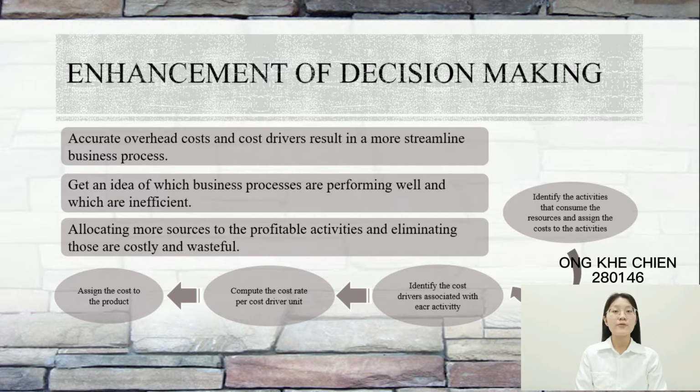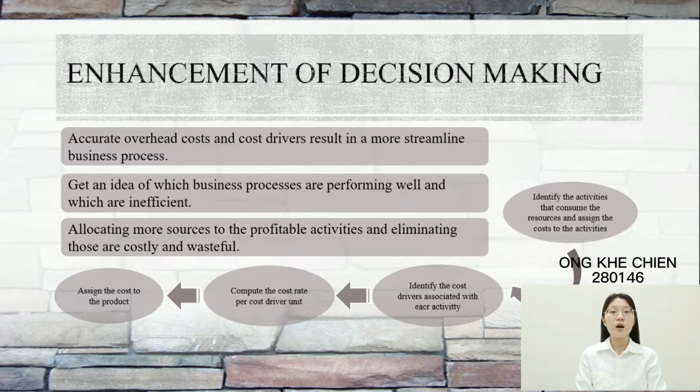There are some steps required in using the activity-based costing system. First, activities that consume the resources should be identified and costs should be assigned to the activities. After that, the cost drivers associated with each activity should be identified and the cost rate per cost driver unit should be computed. Lastly, the cost can be assigned to the product by multiplying the cost driver rate with the volume of cost driver units consumed by the product.